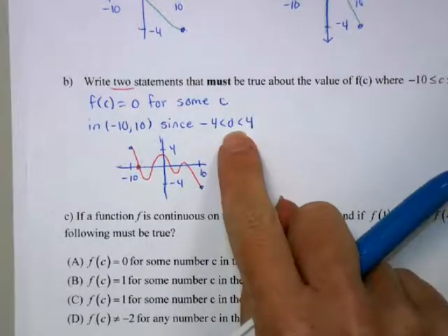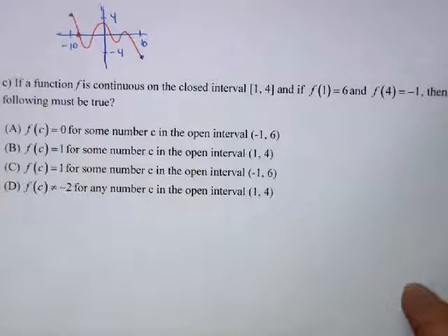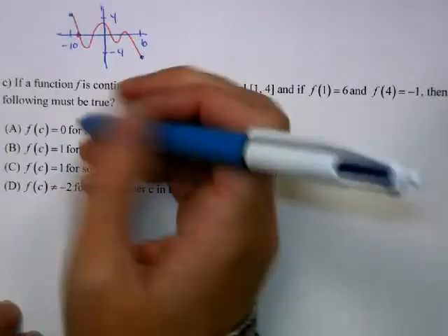Okay, if a function f is continuous on the closed interval [1, 4], if f of 1 is 6 and f of 4 is -1, which of the following must be true? Okay, I'm going to go ahead and sketch this. I think that's helpful.